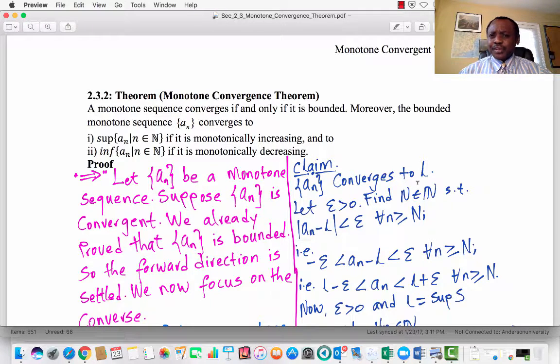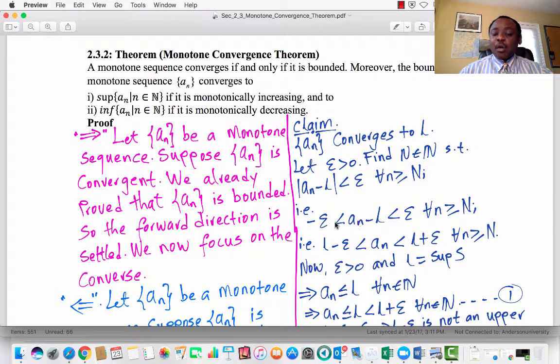Really? Let's prove it. Let epsilon greater than 0 be given. We want to find a natural number N such that the absolute value of an minus L is less than epsilon for every natural number n greater than or equal to uppercase N. In other words, I want to prove that negative epsilon is less than an minus L, which is less than epsilon, or L minus epsilon is less than an less than L plus epsilon for every n greater than or equal to uppercase N. So this is where I am going.